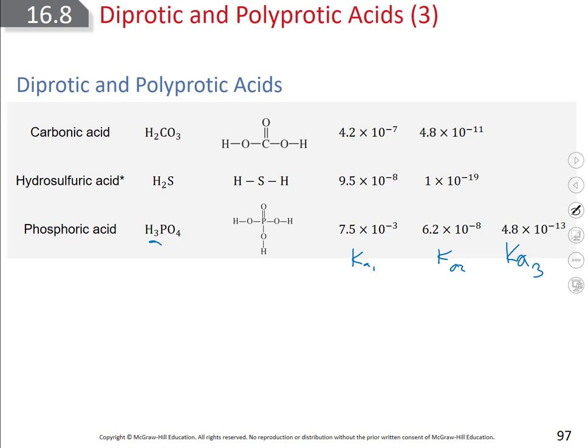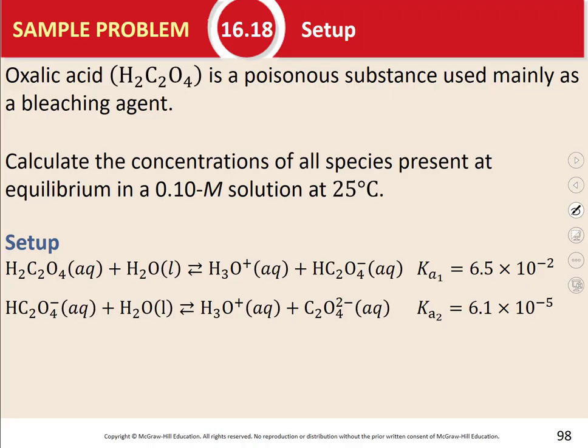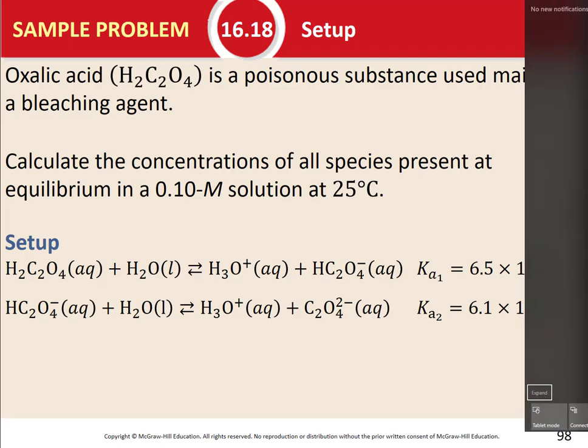All right. Let's try this out. Oxalic acid, which is diprotic, is a poisonous substance used mainly as a bleaching agent. Calculate the concentration of all species present at equilibrium in a 0.1 molar solution at 25 degrees Celsius. They've gone ahead and pulled those Ka1 and Ka2 values from the tables, and they're written out, their equilibrium reactions, for you.